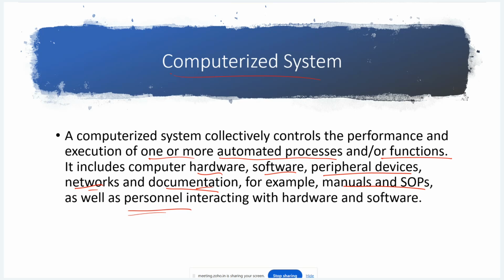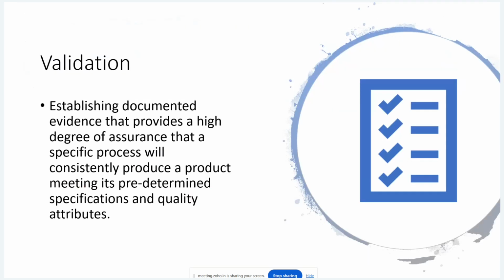But our terminology is what? Validation. Computerized system validation. So what does validation mean? Validation is simple, you may already be aware of it. It is establishing documentary evidence that provides a high degree of assurance that a specific process will consistently produce a product meeting its predetermined specifications and quality attributes. The definition is quite typical, but it is simple actually.